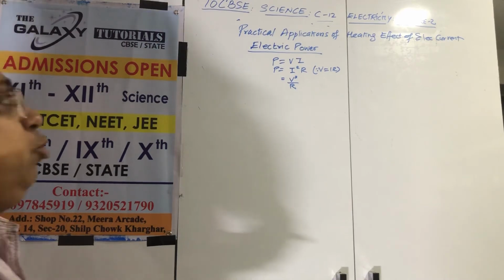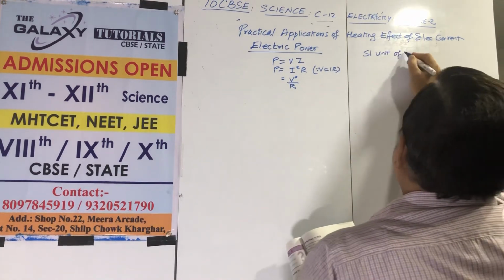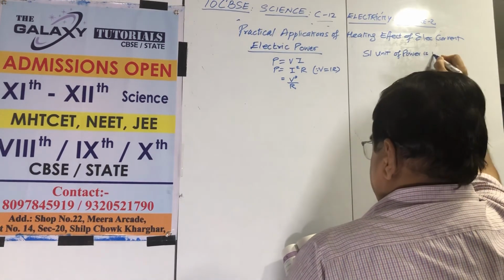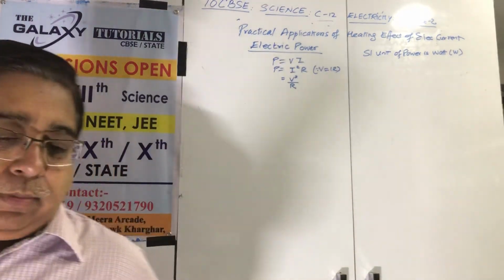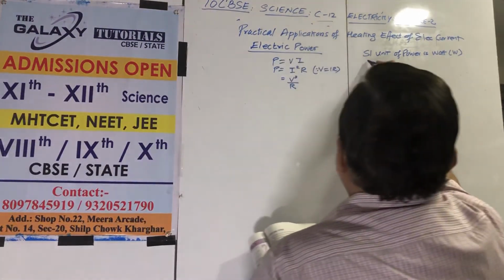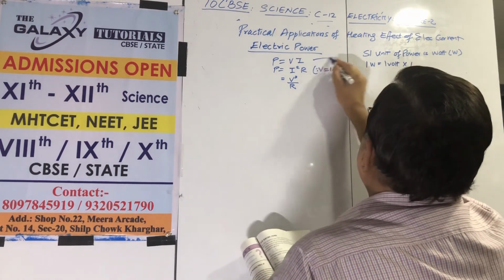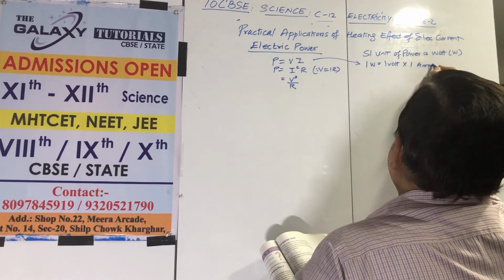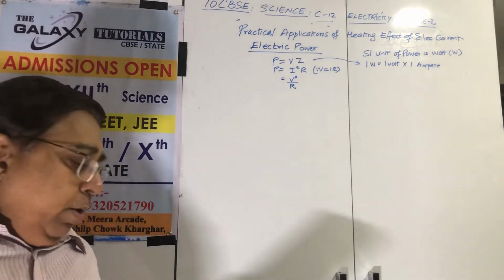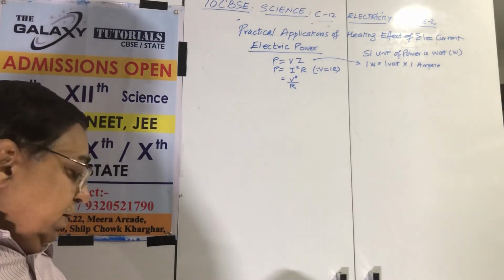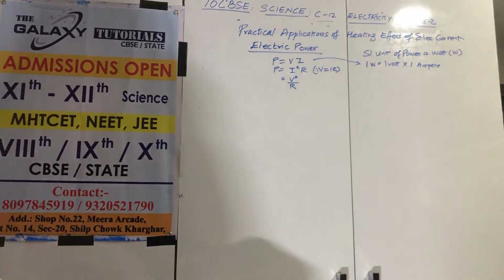Now, the SI unit of power is what? James Watt was a scientist. Watt is named after him. So 1 watt, because we see here, is 1 volt into 1 ampere. See friends? So simple. From the formula only you can see that. So, 1 watt is the power consumed by a device that carries a current of 1 ampere when operated at a potential difference of 1 volt.